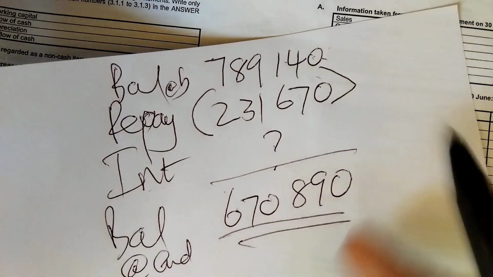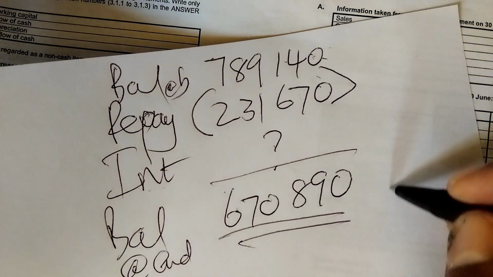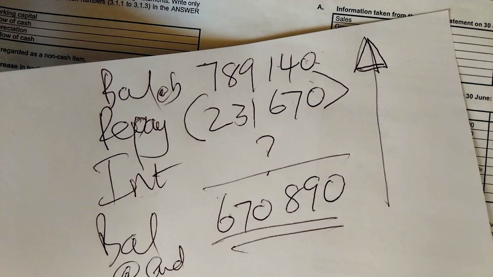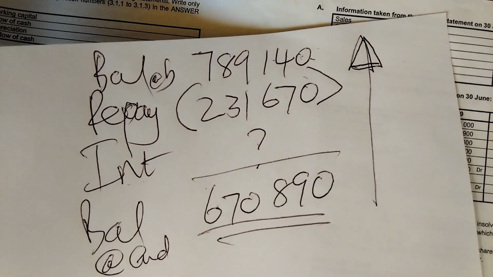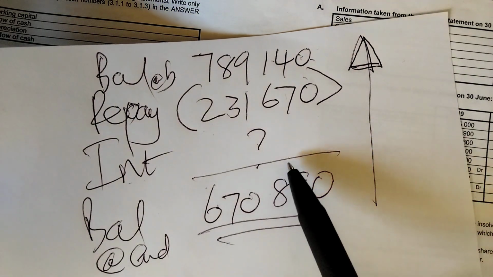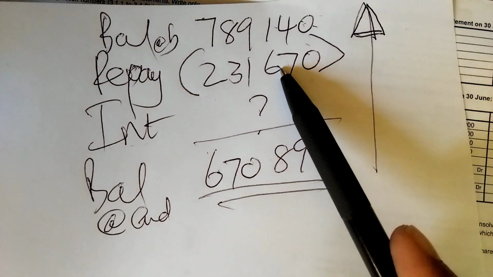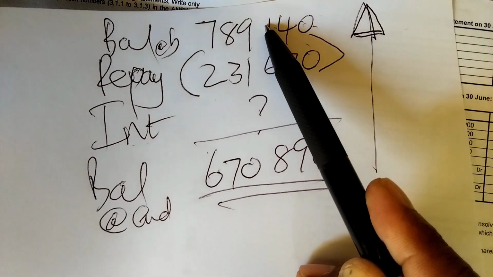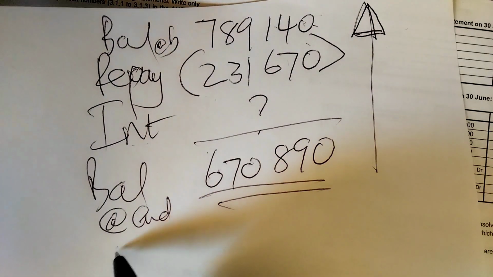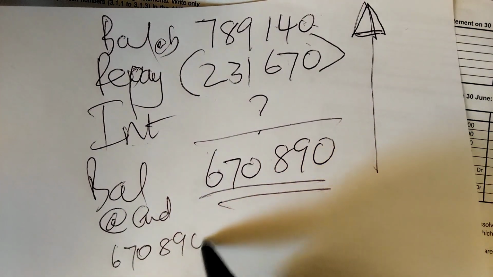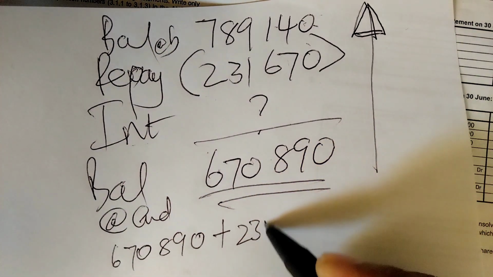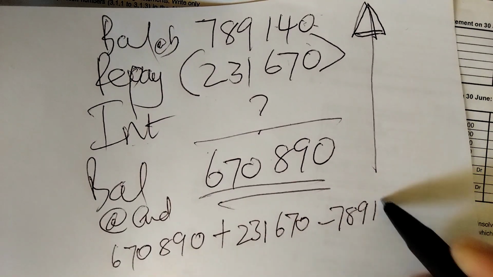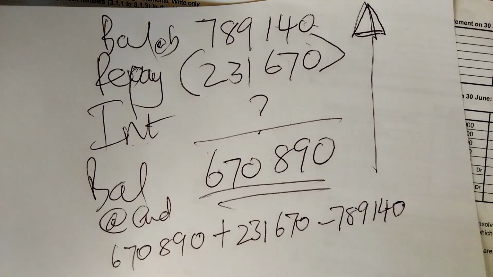If you want to calculate this loan, the easiest way is to work bottom up. You start working from the bottom going up. It means I'm going to start my calculation with the 670,890. When you are going up, you reverse the sign. So I'm adding this and subtracting that. My calculation is going to be 670,890 plus 231,670 minus 789,140. That's how I get my interest expense.